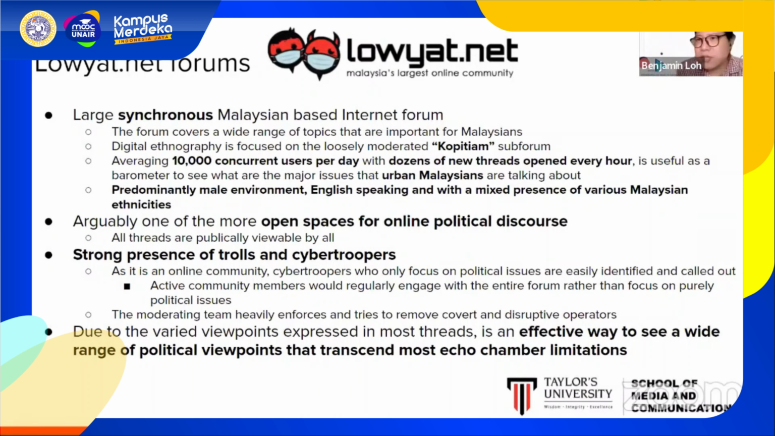And because there is so much activity and people like to post about things that are happening to them or in general, we'll see a lot of new threads opening every hour. It's actually a very useful barometer to see what the major issues are that are affecting urban Malaysians. The people who generally use Lowyat tend to be urban Malaysians.